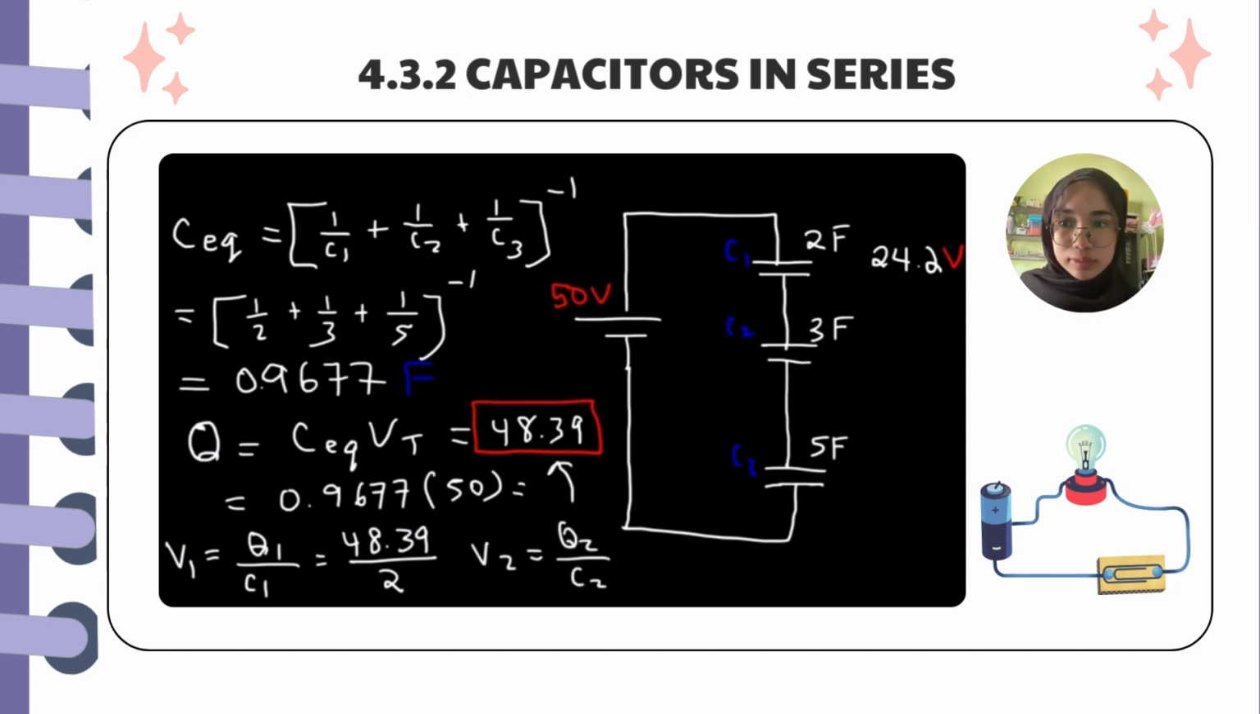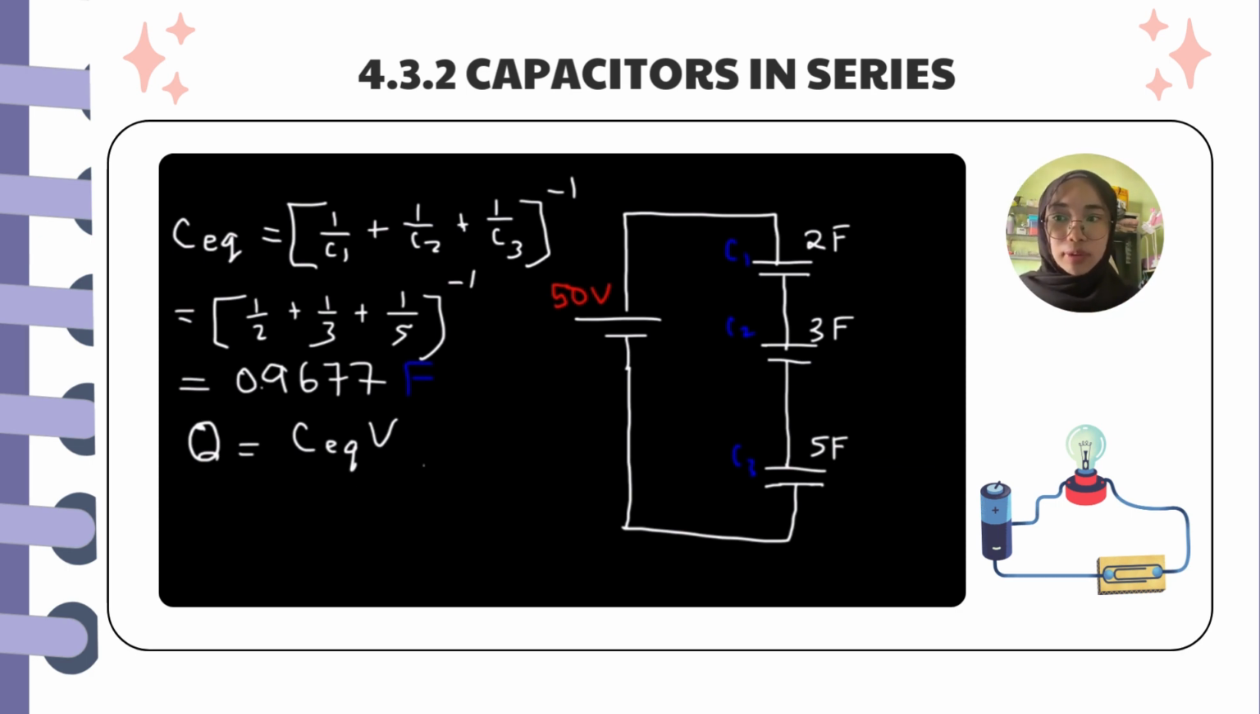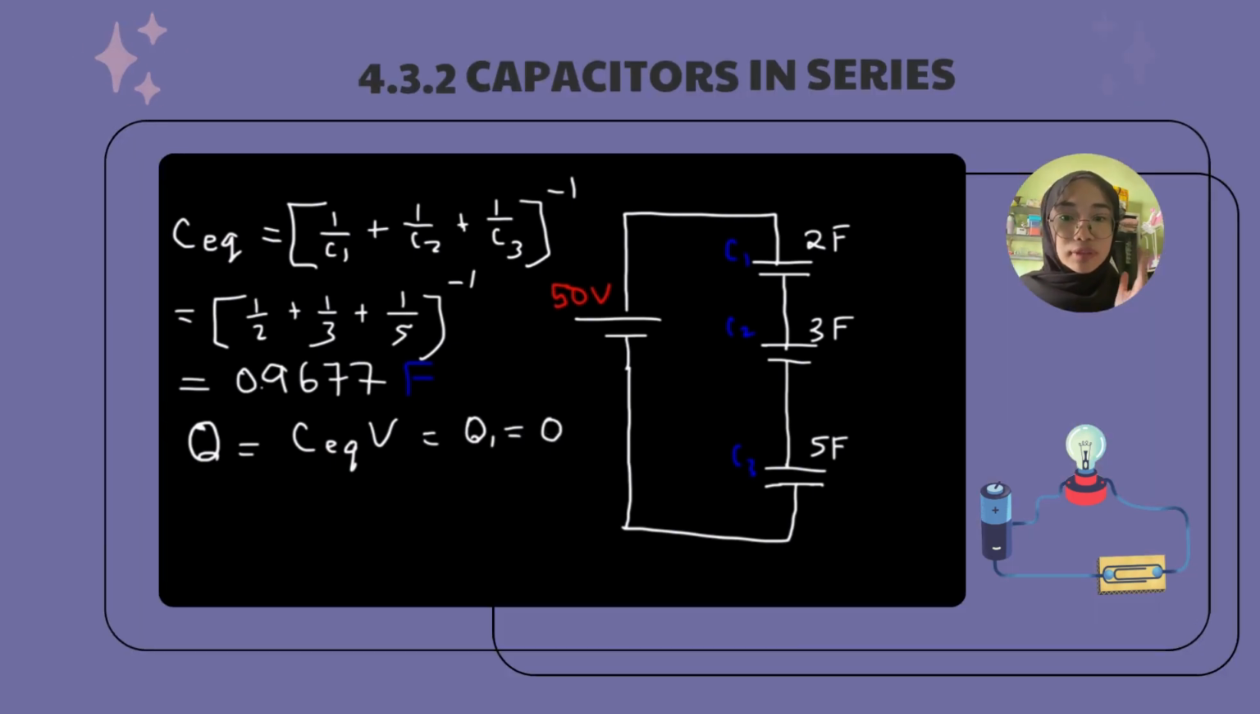So once we find Q, this Q will be the same as Q1, Q2, Q3. They all equal each other. Q equals 0.9677 times 50 equals 48.39. Let's find V1: Q1 over C1 is equal to 48.39 over 2, so 24.2 volts for C1. Then V2, Q2 over C2, equals 16.1 volts, and V3, Q3 over C3, equals 9.7 volts. So the total voltage, V1 plus V2 plus V3, is equal to 50 volts.